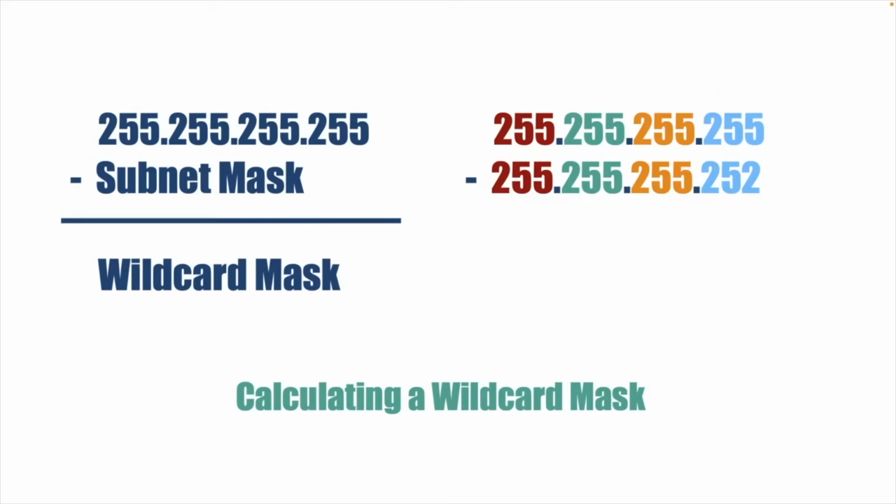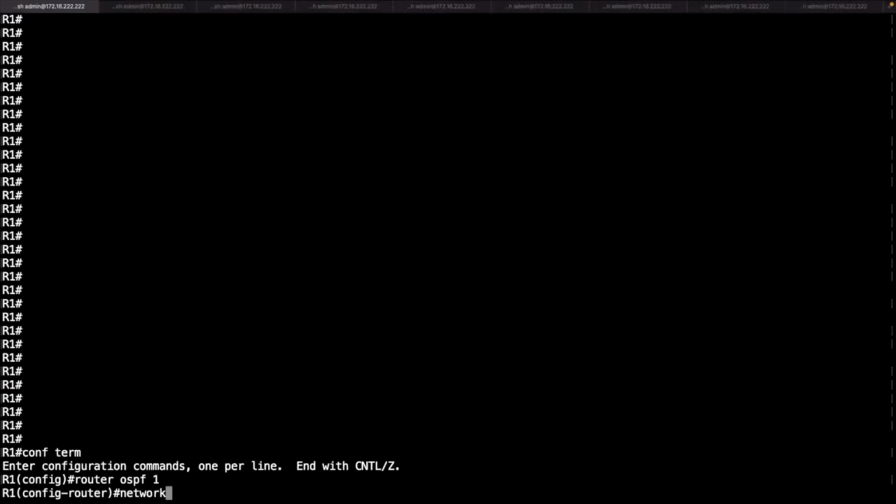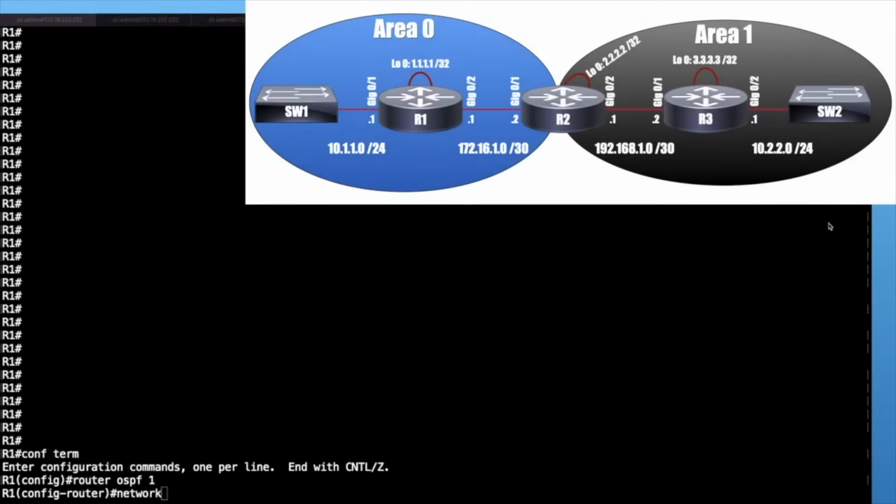Yeah, Casey is the first one in with the correct answer that I saw. Casey's saying it's 0.0.0.3. Excellent. I think you got it. Well, let's go back to our demo now that we understand wildcard masks.